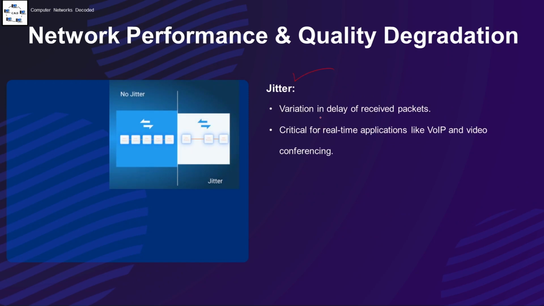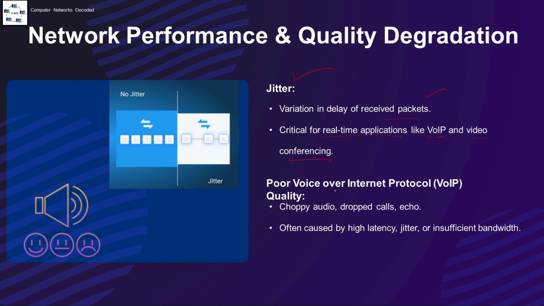Jitter may be due to variation in delay of received packets, critical for real-time applications like voice over IP and video conferencing. Poor voice over IP quality, choppy audio, dropped calls, or echoes in the call, is often caused by high latency, jitter, or insufficient bandwidth.